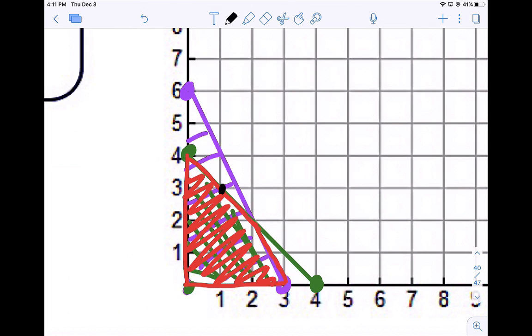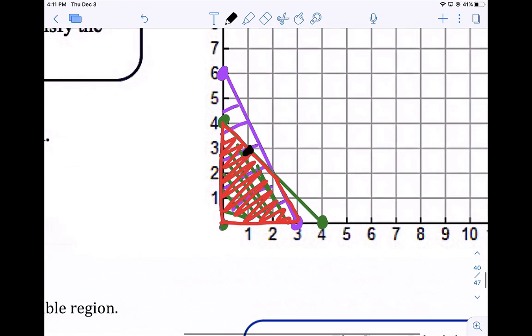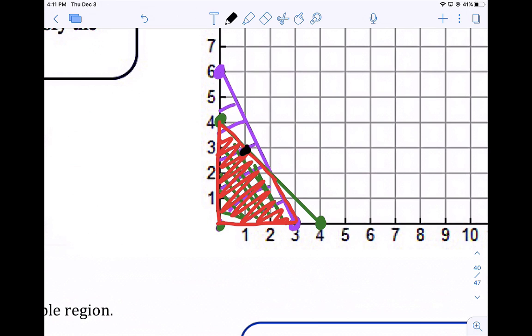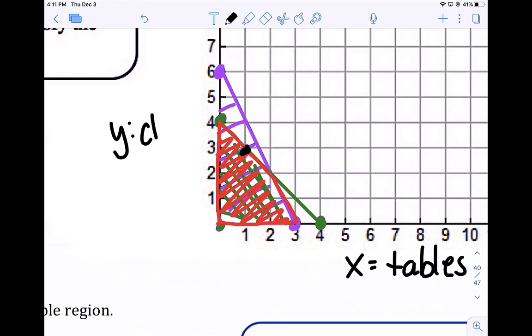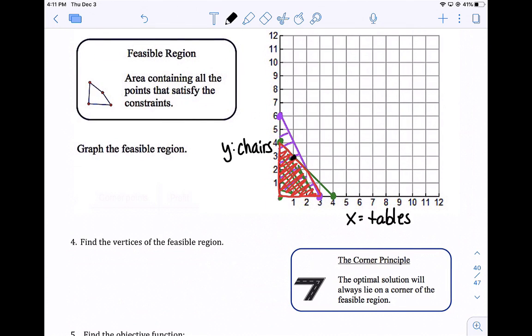We could make one, X is tables, one table and three chairs, so Y is chairs, and that would work. So any combination inside this red shaded area, that's going to work for our inequalities. All right, so graph the feasible region, done.